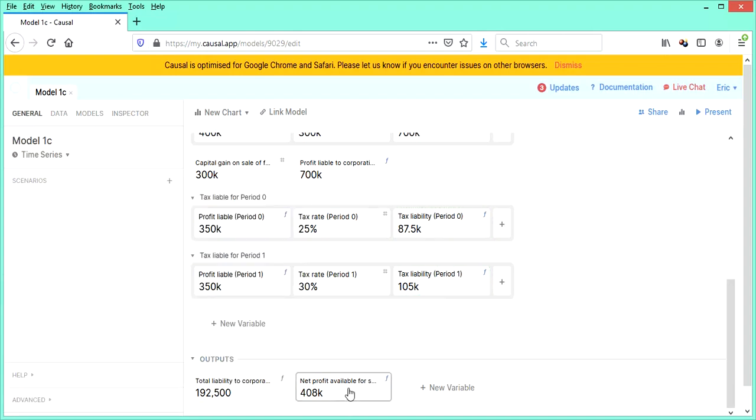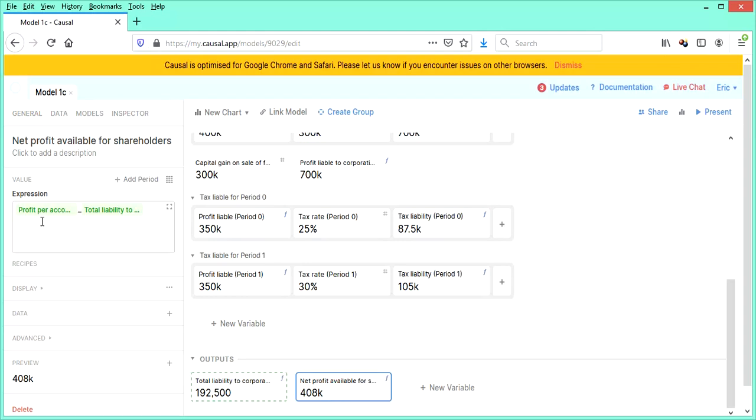And that's how much tax the company has to pay for this financial year. And we can calculate the net profit available for shareholders. It's the profit per accounts, take away the total liability to tax, which gives us 408,000 pounds.